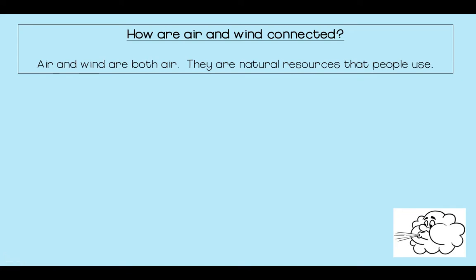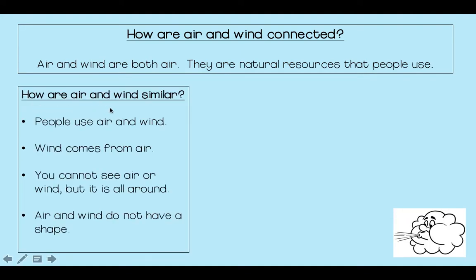So let's go ahead and compare how wind and air are similar. Can you pause and tell your partner two things you learned about air or wind that are the same? So I learned that wind and air are similar because people use air and wind. Wind comes from air, which is how they're connected as well. You cannot see air or wind, but it is all around. And air and wind do not have a shape.